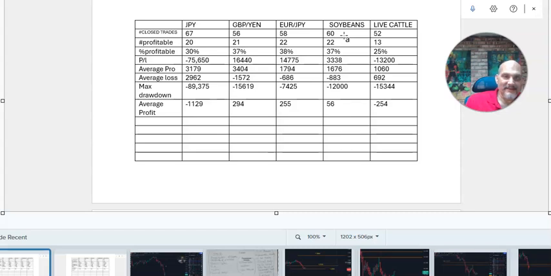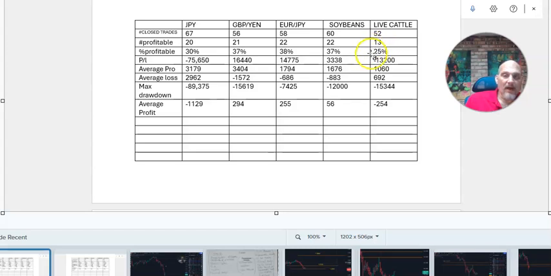Soybeans, 60 closed trades, 22 profitable, 37%. P&L, 3,338. Average profit, 1,676. Average loss, $883. Max drawdown, 12,000. Average profit per trade, 56 bucks. Live cattle, 52 closed trades, 13 are profitable, 25% profitable trades.